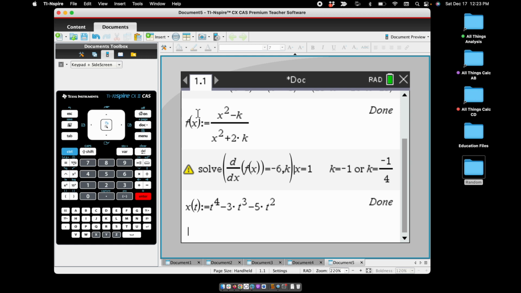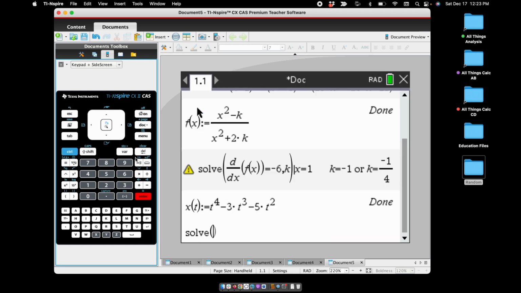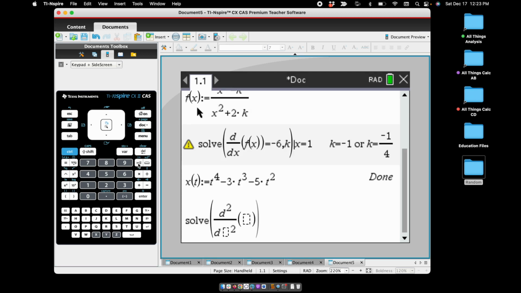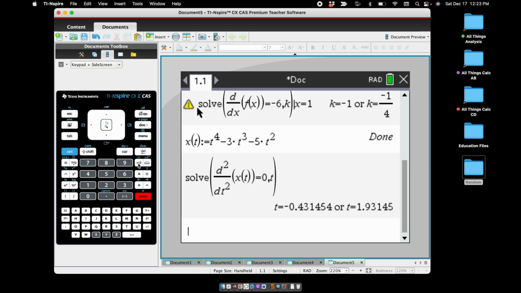Okay, so we're going to solve. I want the derivative. So I'm going to do, what am I going to do? Template, second derivative, t, x of t equals 0, and I want to solve that for t. So I get a negative value and a positive value, but I only want the positive value because t has to be greater than 0. So I'm going to write that down. Maybe you will too. 1.931.